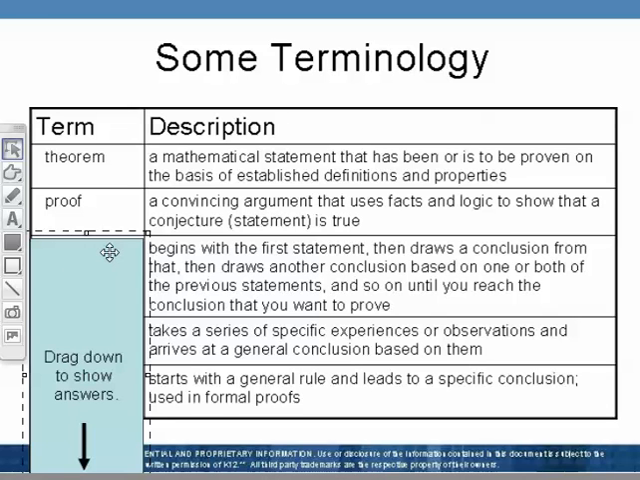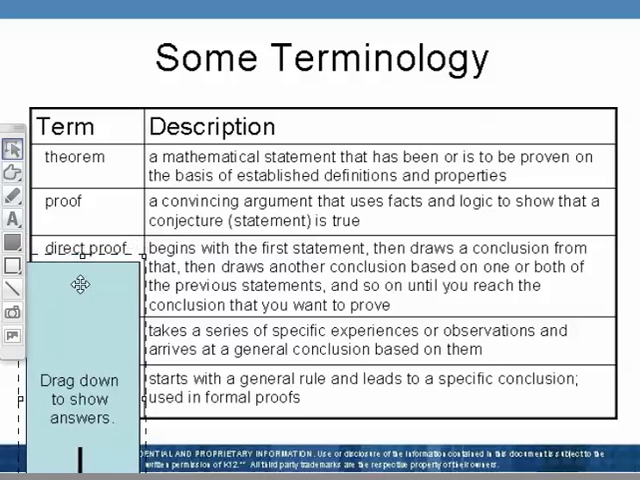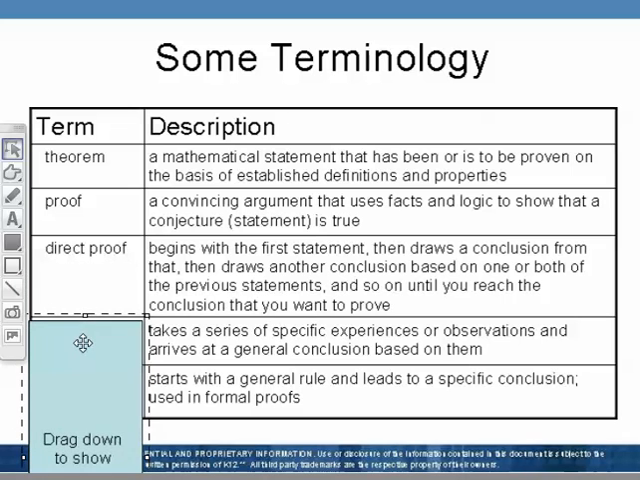Beginning with the first statement, then drawing a conclusion from that, then drawing another conclusion based on one or both of the previous statements, and so on until you reach a conclusion that you want to prove. That is called a direct proof. I'm doing it directly. This is different from the indirect proof that we talked about in one of the earlier lessons. This one doesn't negate the statement and look for a contradiction. This one begins with the first statement and draws conclusions in a logical order.